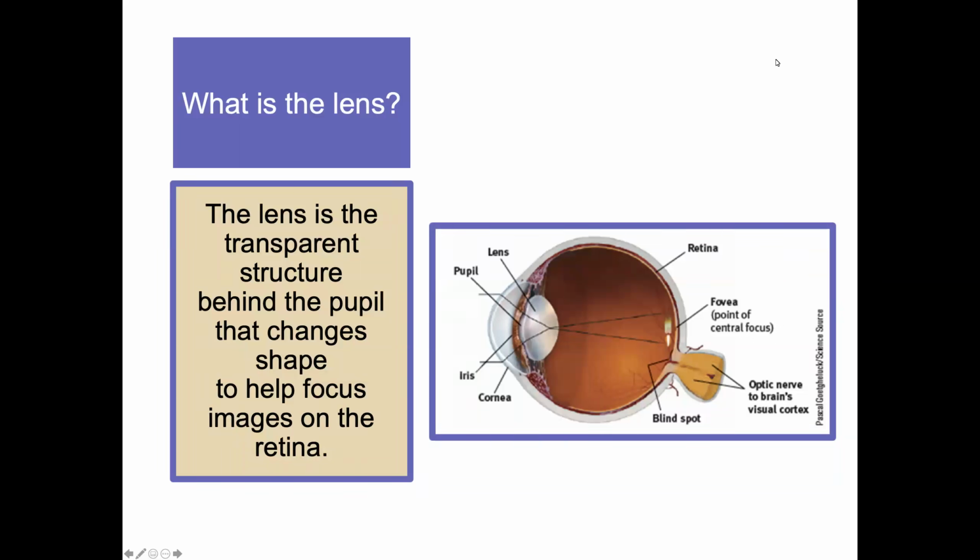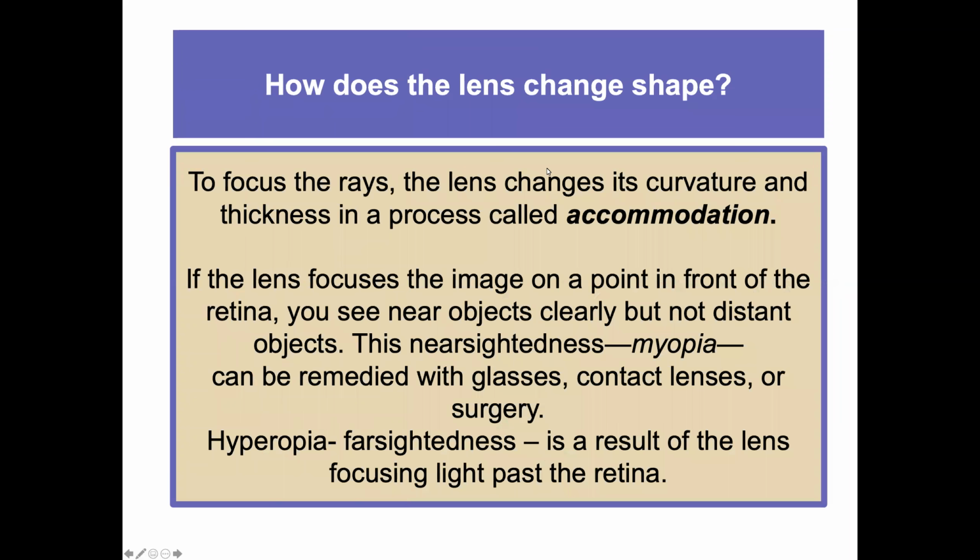So what is the lens? The lens is the transparent structure behind the pupil that changes shape to help focus images on the retina. Its purpose is to change shape and focus the image to the back of your eye. So how does the lens change shape? To focus the rays, the lens changes its curvature and thickness in a process called accommodation. If the lens focuses the image on a point in front of the retina, you see near objects clearly, but not distant objects. This is nearsightedness or myopia, and it can be remedied with glasses, contact lenses, or surgery.